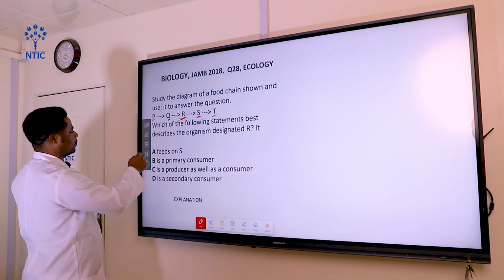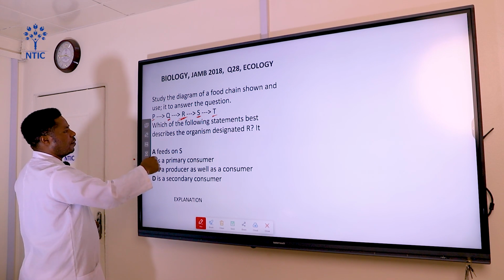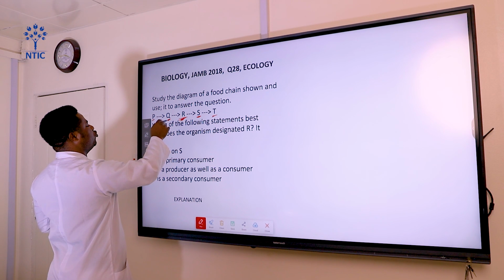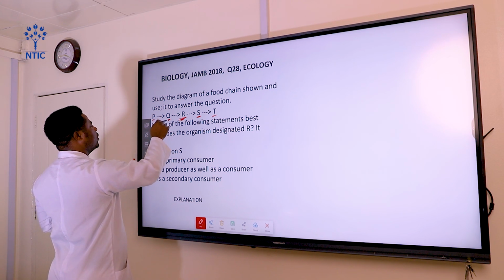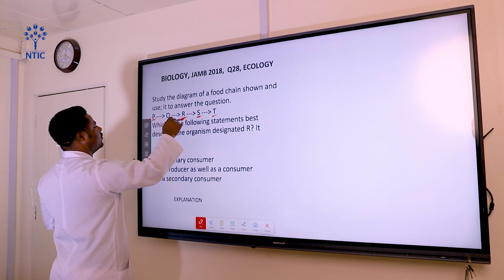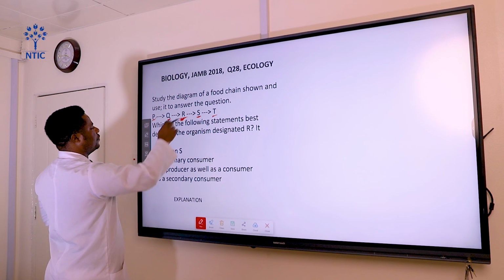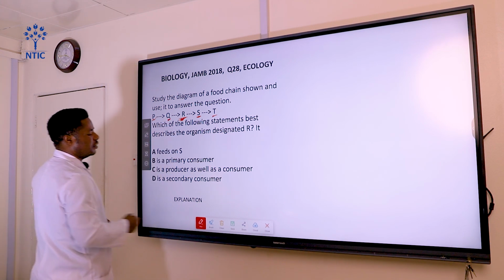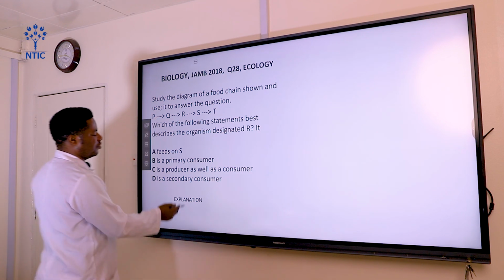Now let's see, in this food chain, the place value of R. R fits on Q, Q fits on this. This is a producer, a primary consumer, and this is a secondary consumer. And these secondary consumers are flesh eaters. They are usually carnivores. Now let's see what we have in our explanation.